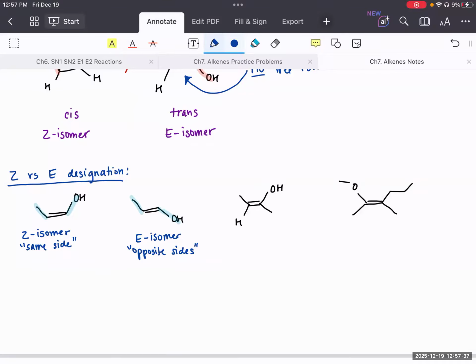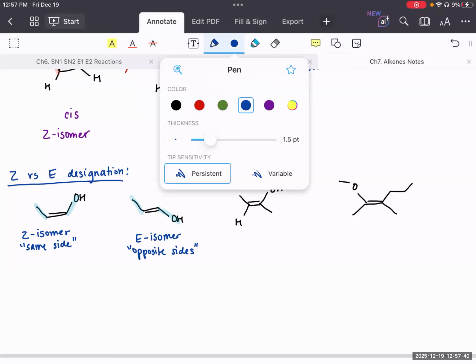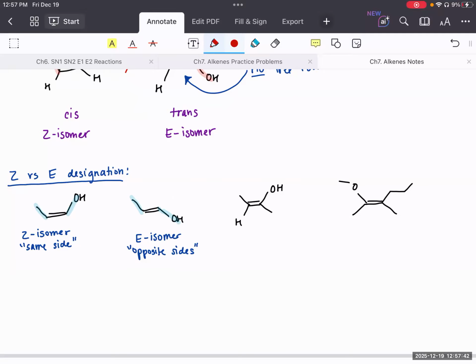All right, so now we got to this third one. And so here this is going to be a little bit more complicated because now we have multiple substituents on some of the carbons. And so for each carbon, we have to determine which substituent will take priority. And so let's start with the one that I just highlighted or circled in red. And so on this carbon, we have 2 substituents.